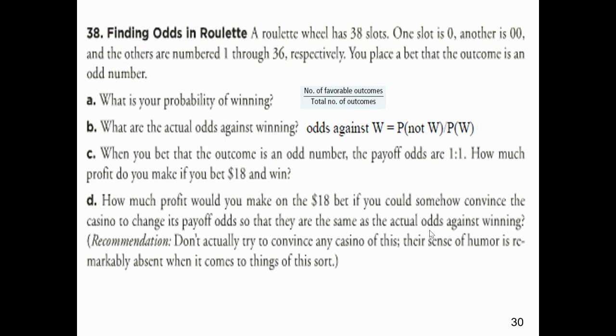Roulette wheel has 38 slots. All right, you have one slot that's a 0 and one's a double 0, and the other numbers are numbers from 1 to 36. So you have 36 numbers plus the 0 and the double 0.